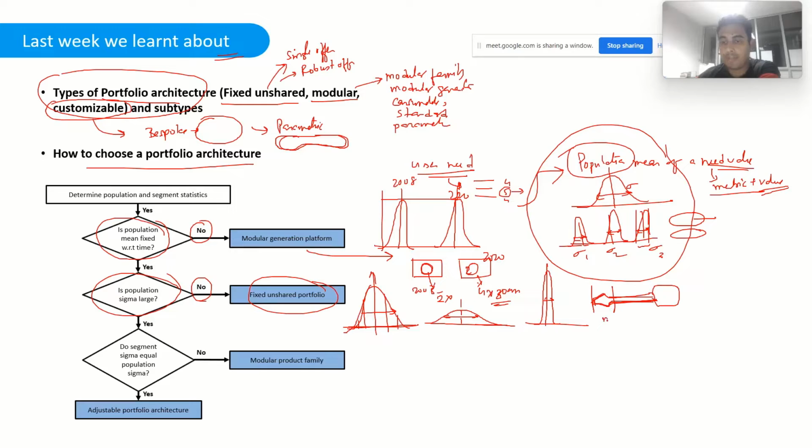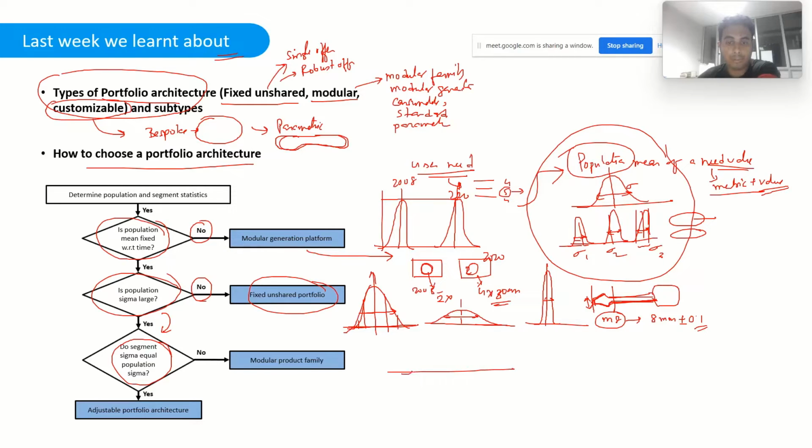For example, if it is an M8 screwdriver, across the population the value of this length will remain 8 mm, with some very minute plus or minus deviation, a small standard deviation. Similarly, if you find that the population sigma is large, that means a lot of variation, then you go for segments. You try to compare with the segment values.